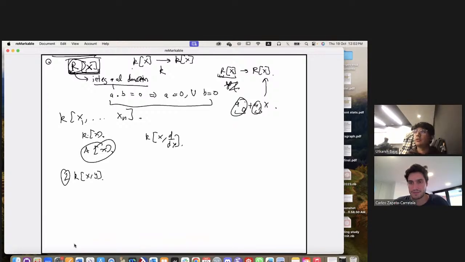Okay, so you mean the commutativity of d by dx, d by dy. Yes. I think they're assumed to be commutative. So the basis is commutative, but all the derivations aren't.